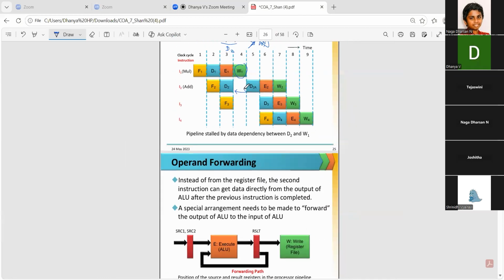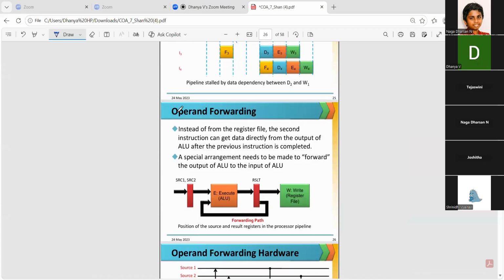Okay, here we are trying to stall. So that is one condition that you can do. If you try to stall it, then in the next step you can start continuing, and normal pipelining continues after you're stalling. So is there any other way that you can do it? Okay, so that's when operand forwarding comes.